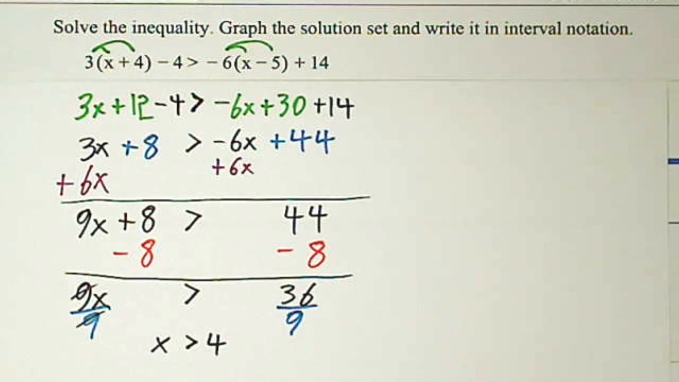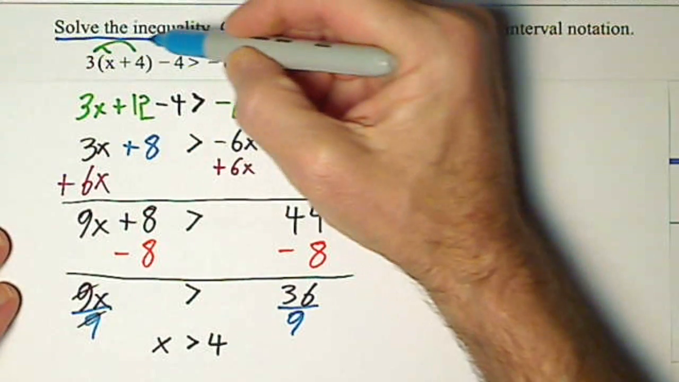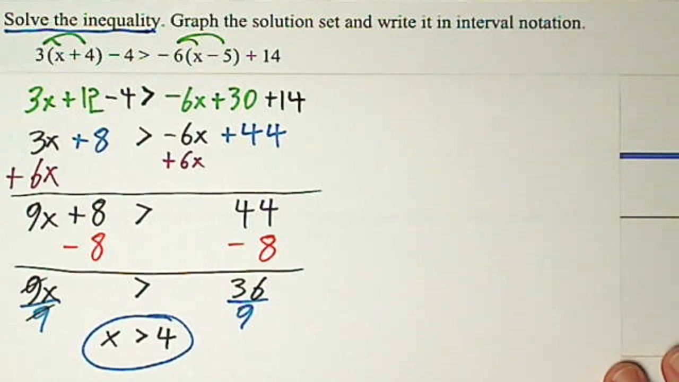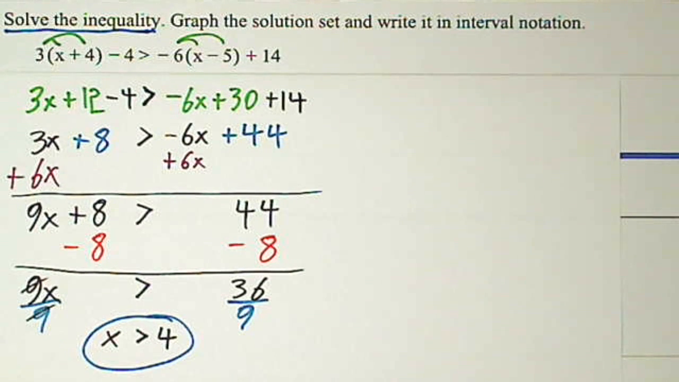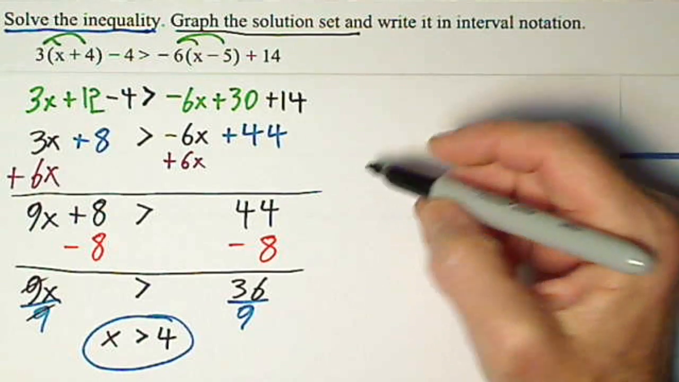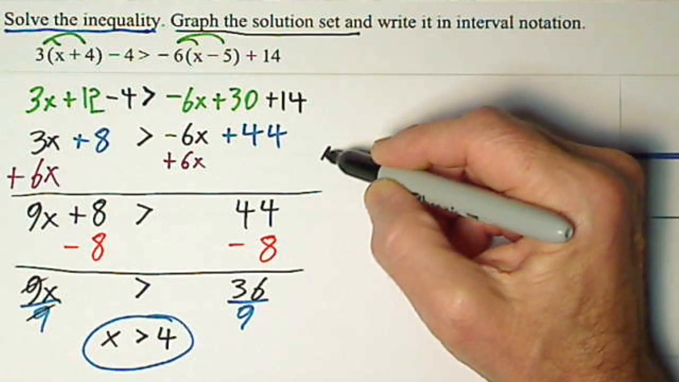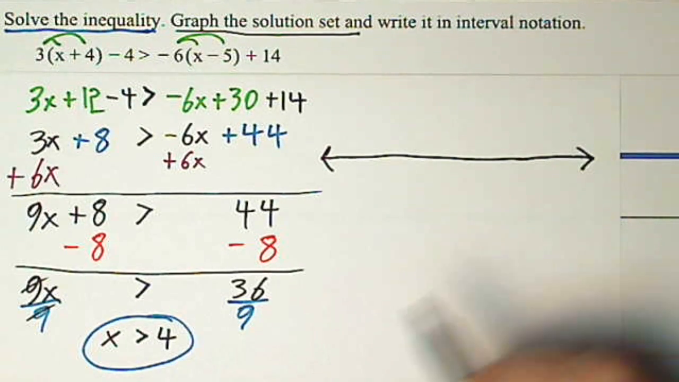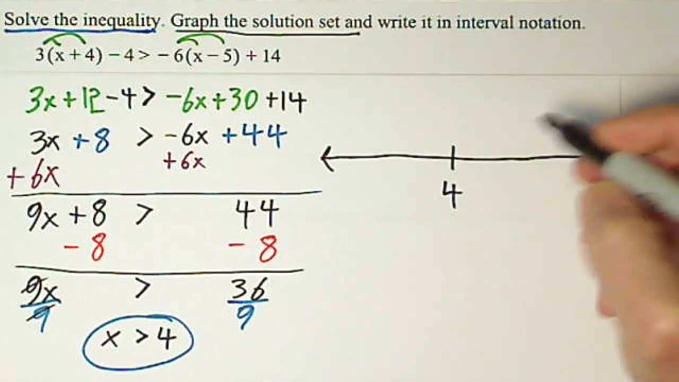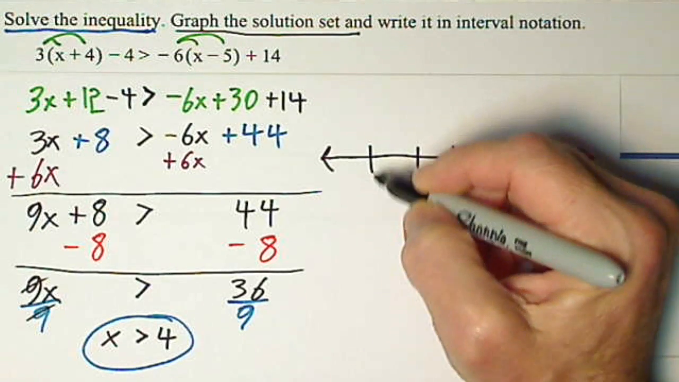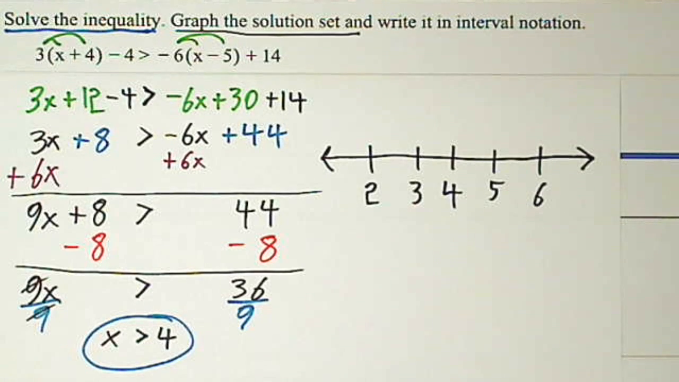Okay? So for our first step, to solve the inequality, we've done that. And now they want us to graph the solution set. Alright, let's graph the solution set. So we'll give ourselves a number line here. I think I'll put it up here. And since 4 is involved, I'll center my 4 and then have 5, 6, 3, 2.